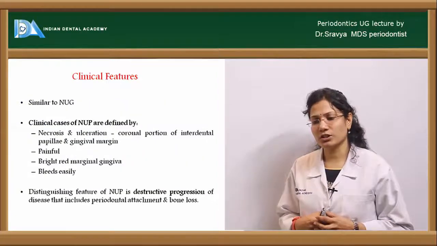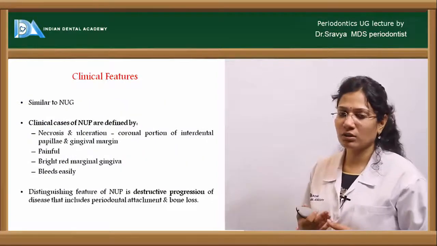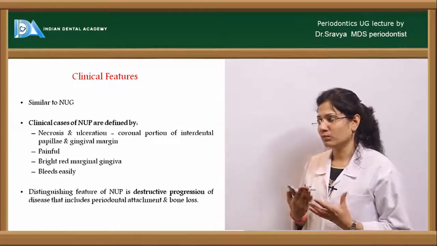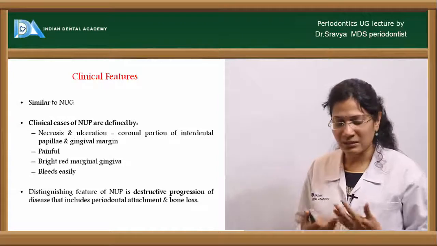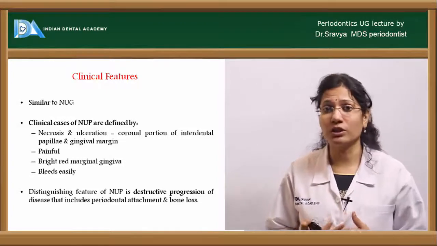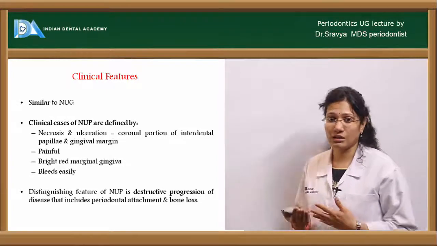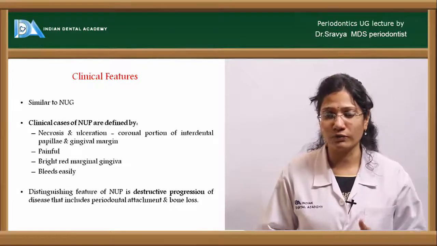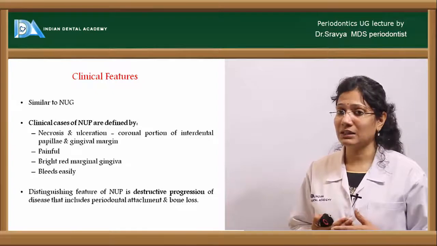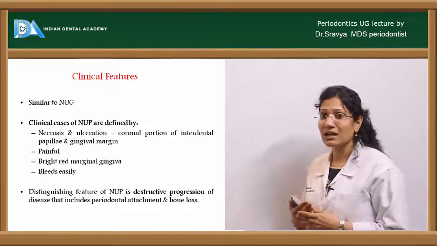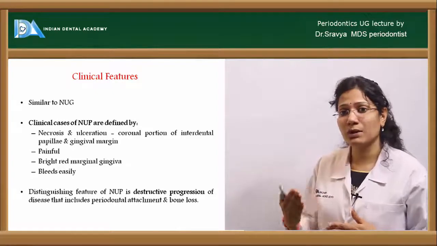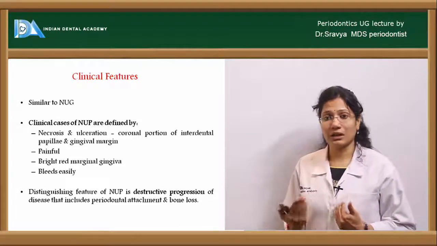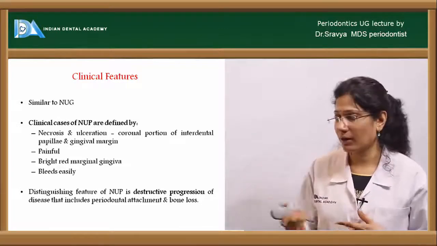See the clinical features. Basically, it is similar to your necrotizing ulcerative gingivitis, wherein there is involvement of your gingiva, especially your interdental papilla, with necrosis and ulceration. It starts at the coronal portion of your interdental papilla, with necrosis and ulceration, and then this slowly spreads to your gingival margin, and then it can spread further to your attached gingiva and then into your underlying periodontium.